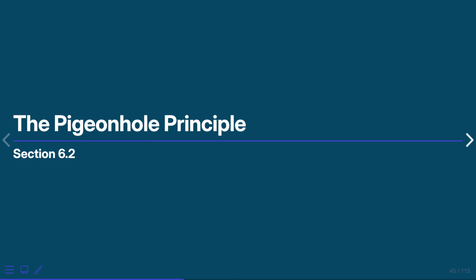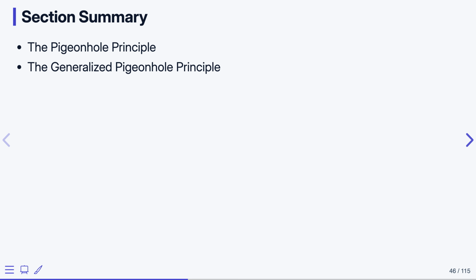Now we turn to a simple but very powerful counting idea, the Pigeonhole Principle. It says that if you have more objects than boxes, then some box must hold more than one object. This is the plan for this section. First, we learn the basic pigeonhole principle. Then we learn a stronger form called the Generalized Pigeonhole Principle. Both ideas count objects placed into boxes.